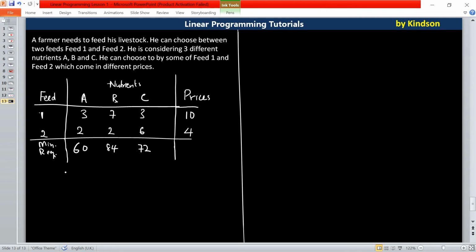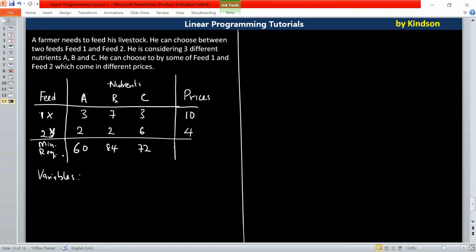Good. So the next thing we want to determine is the variables. That is the first thing you want to determine. From the question you can see, we are trying to find out what quantity of feed 1 and feed 2. So the variables are feed 1 and feed 2 because they are unknown quantities. So let's call feed 1 x, and feed 2 y.